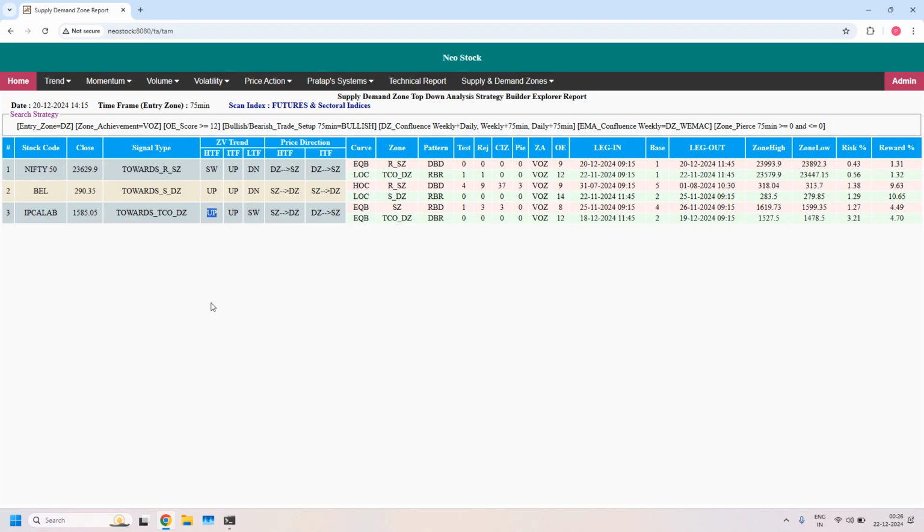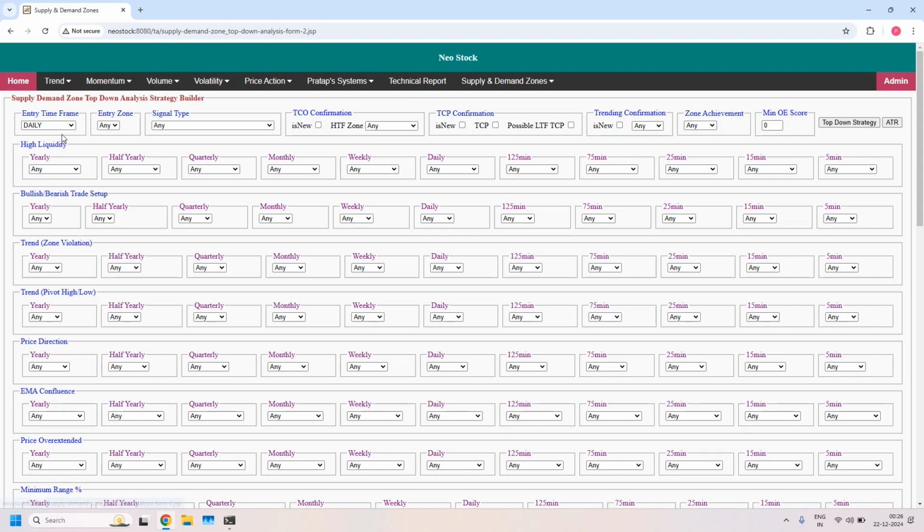Okay, this is about bullish trade setup for weekly income trade. Next, bearish trade setup for weekly income trade. Entry time frame 75 minutes.